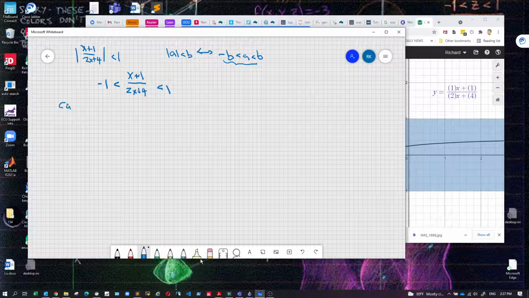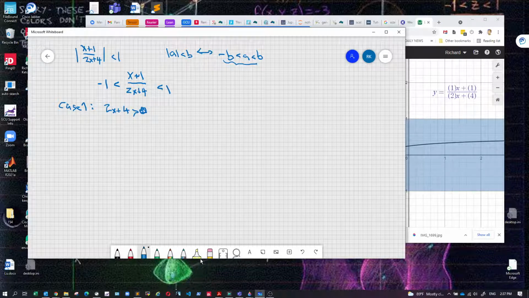And so case 1, really bad writing. Sorry, you guys can laugh at me. Case 1 is going to be 2x plus 4 greater than 0. Okay, this is the one that basically everyone's assuming when doing this problem.